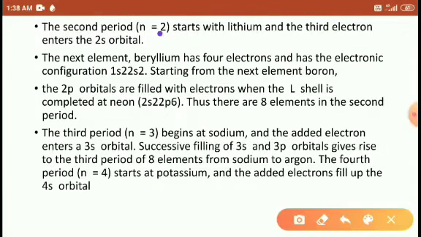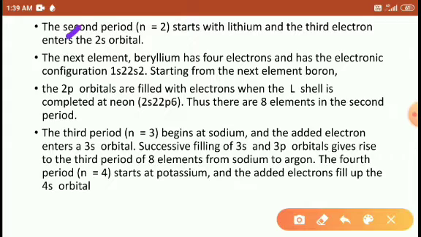In the second shell, lithium has three electrons, which enter into the 2s orbital. The next element is beryllium, which has 4 electrons, 1s2, 2s2. Starting from the next electron, boron, the 2p orbitals are filled in the L shell, completed up to neon. It means there are 8 elements in the second period.